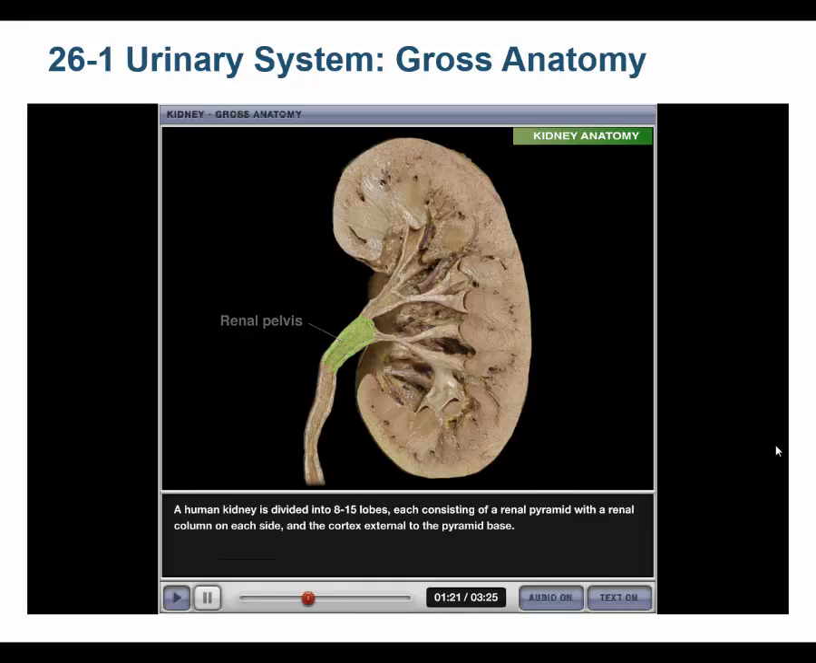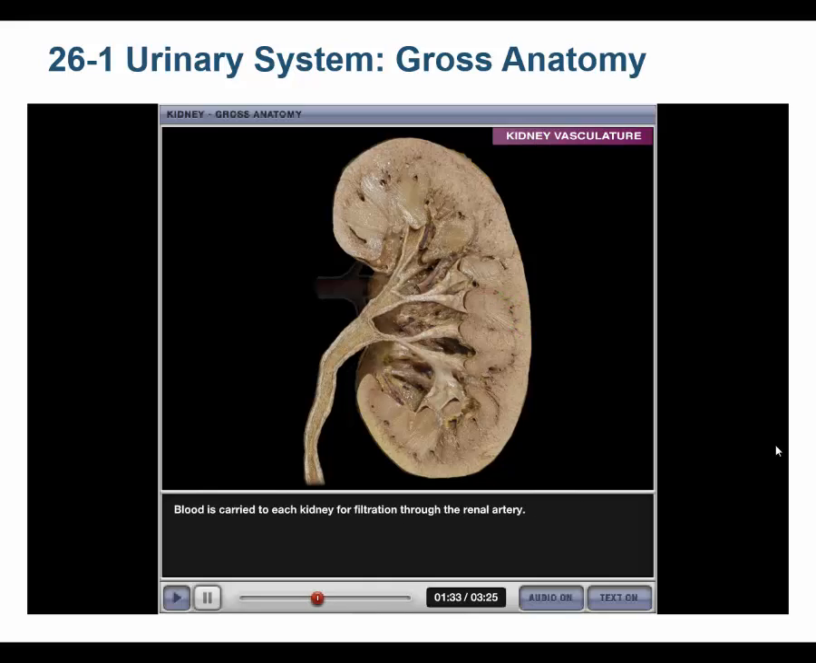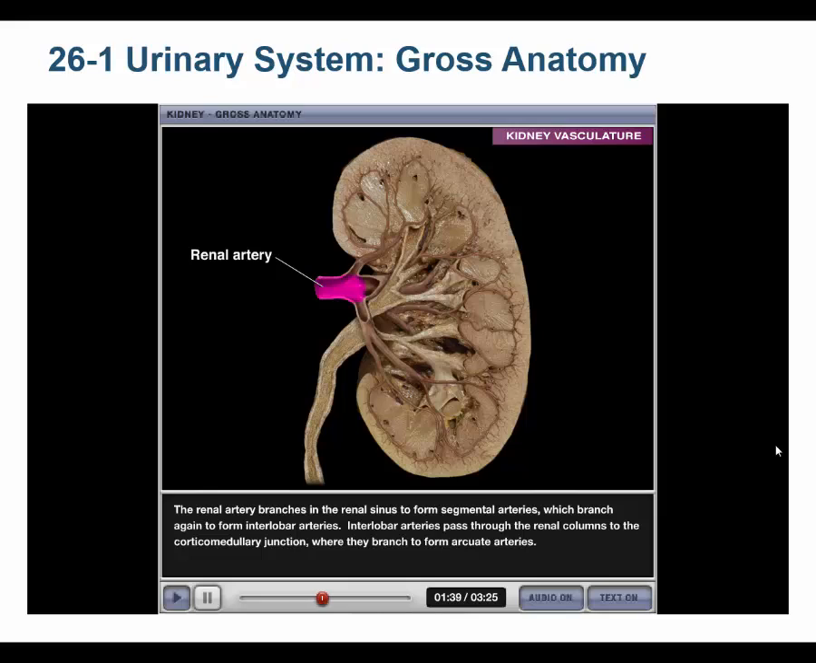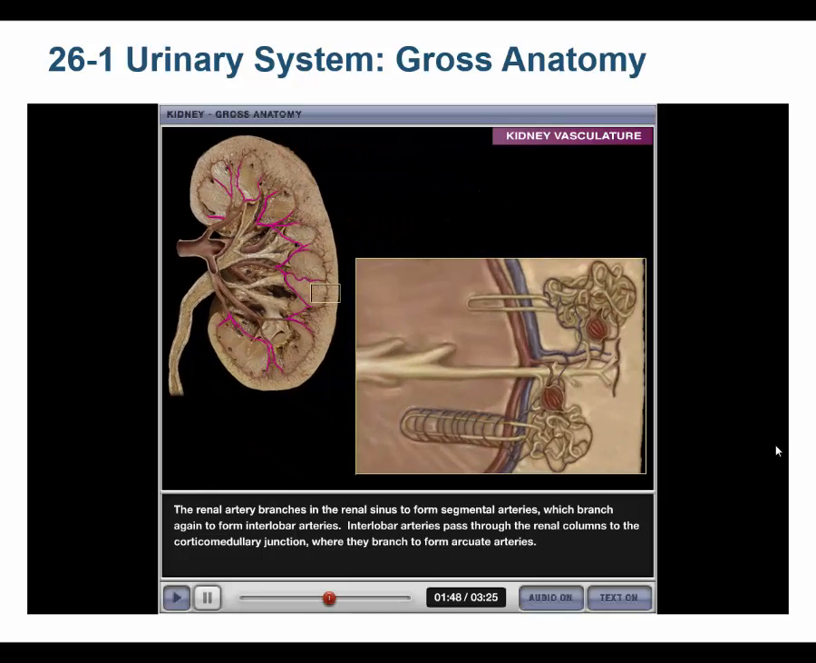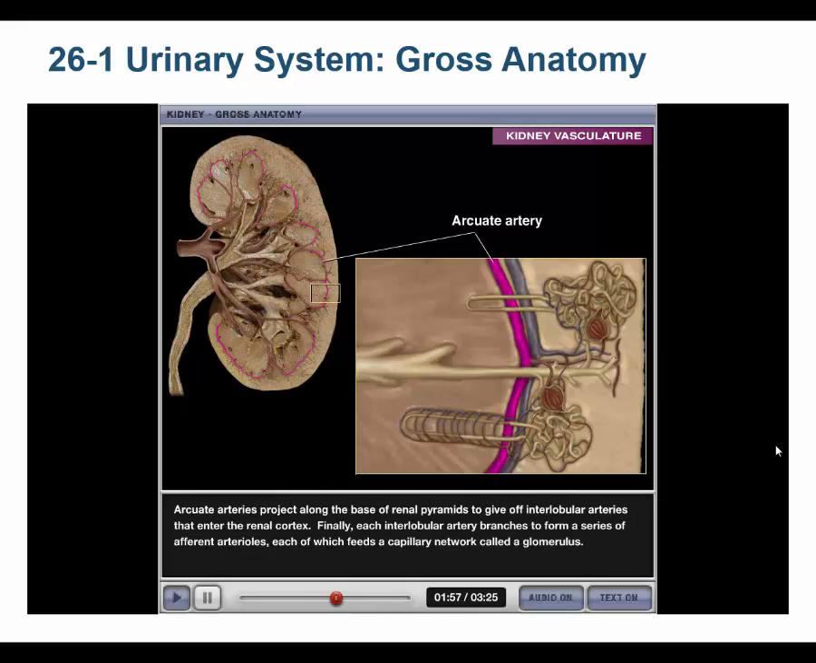A human kidney is divided into 8 to 15 lobes, each consisting of a renal pyramid with a renal column on each side, and the cortex external to the pyramid base. Blood is carried to each kidney for filtration through the renal artery. The renal artery branches in the renal sinus to form segmental arteries, which branch again to form interlobar arteries. Interlobar arteries pass through the renal columns to the cortical medullary junction, where they branch to form arcuate arteries. Arcuate arteries project along the base of renal pyramids to give off interlobular arteries that enter the renal cortex.